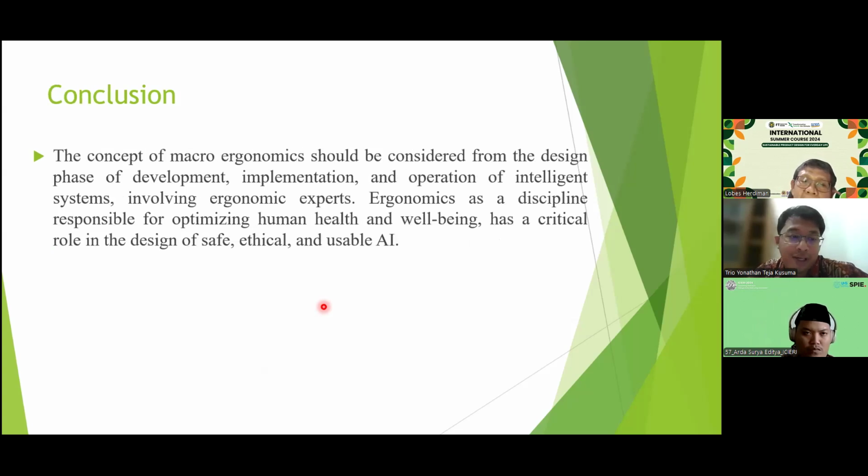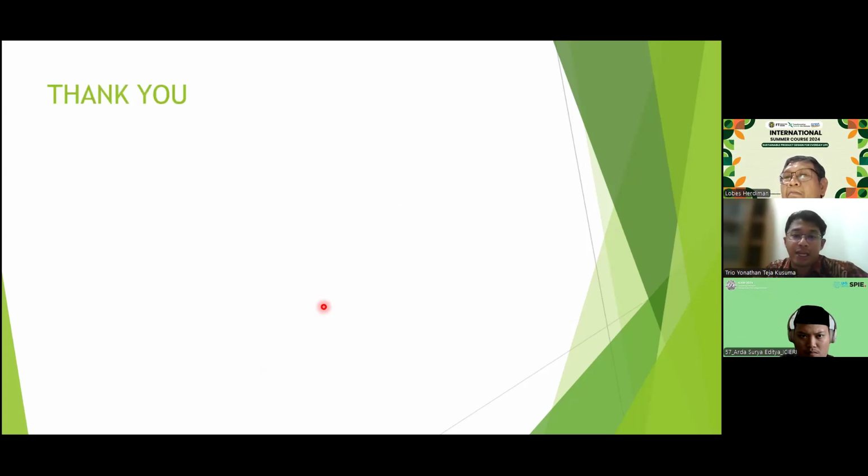ethical, and user-friendly implementation. In conclusion, the concept of macroeconomic should be considered from the design phase of development, implementation, and operation of intelligent system, involving ergonomic experts. Ergonomics as a discipline responsible for optimizing human health and well-being has a critical role in the design of safe, ethical, and usable AI. Okay, thank you. This is my presentation.